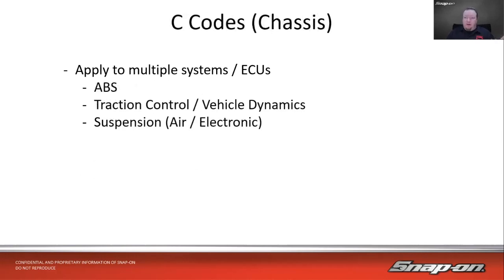Then we have our chassis codes or C codes. So that applies to, once again, multiple systems and ECUs, ABS system for sure, traction control, vehicle dynamic systems, suspension, air suspension, or electronic suspension. Those would all have C codes to help you with the failures.